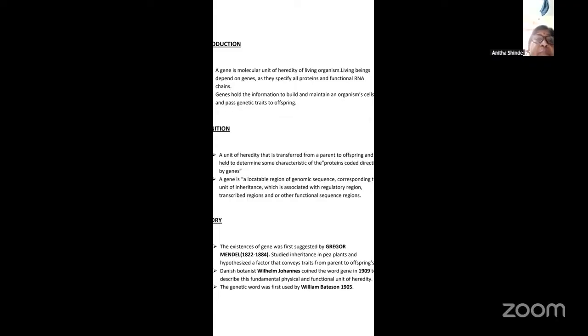all living organisms. It is transferred from a parent to the offspring, and the gene helps in determining the characteristics of the proteins. Where is the gene located? Gene is present on the chromosome at a specific point, which we call the locus. A gene is a locatable region of the genomic sequence, which corresponds to the unit of inheritance. It is associated with regulatory sequences, transcribed regions, and other functional sequence regions.